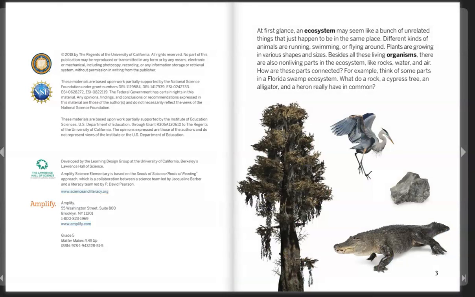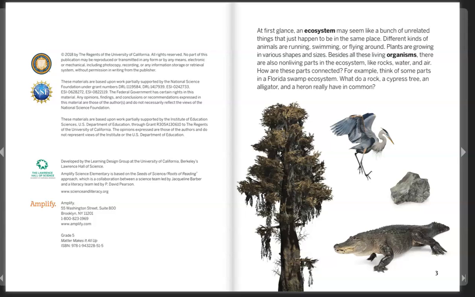At first glance, an ecosystem may seem like a bunch of unrelated things that just happen to be in the same place. Different kinds of animals are running, swimming, or flying around. Plants are growing in various shapes and sizes. Besides all these living organisms, there are also non-living parts in the ecosystem, like rocks, water, and air. How are the parts connected?